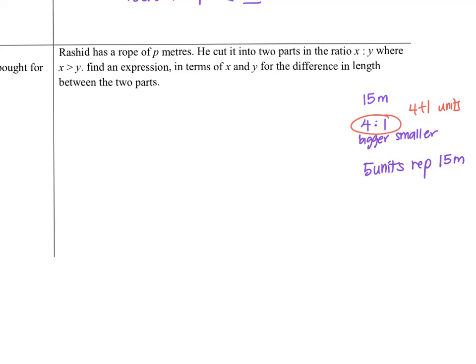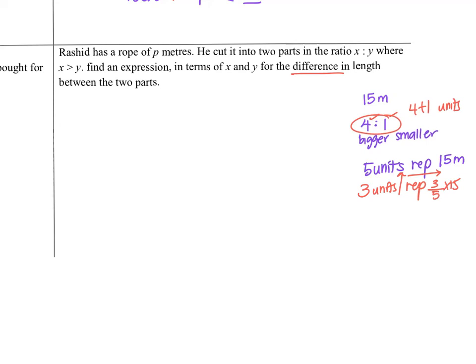Then if I want to find the difference, let's say this is 4 and 1, the difference will be how many units? 3 units, right? So 3 units to represent, then you can work out the answer, 3/5 times 15. Correct? Now we're going to change everything into algebra.